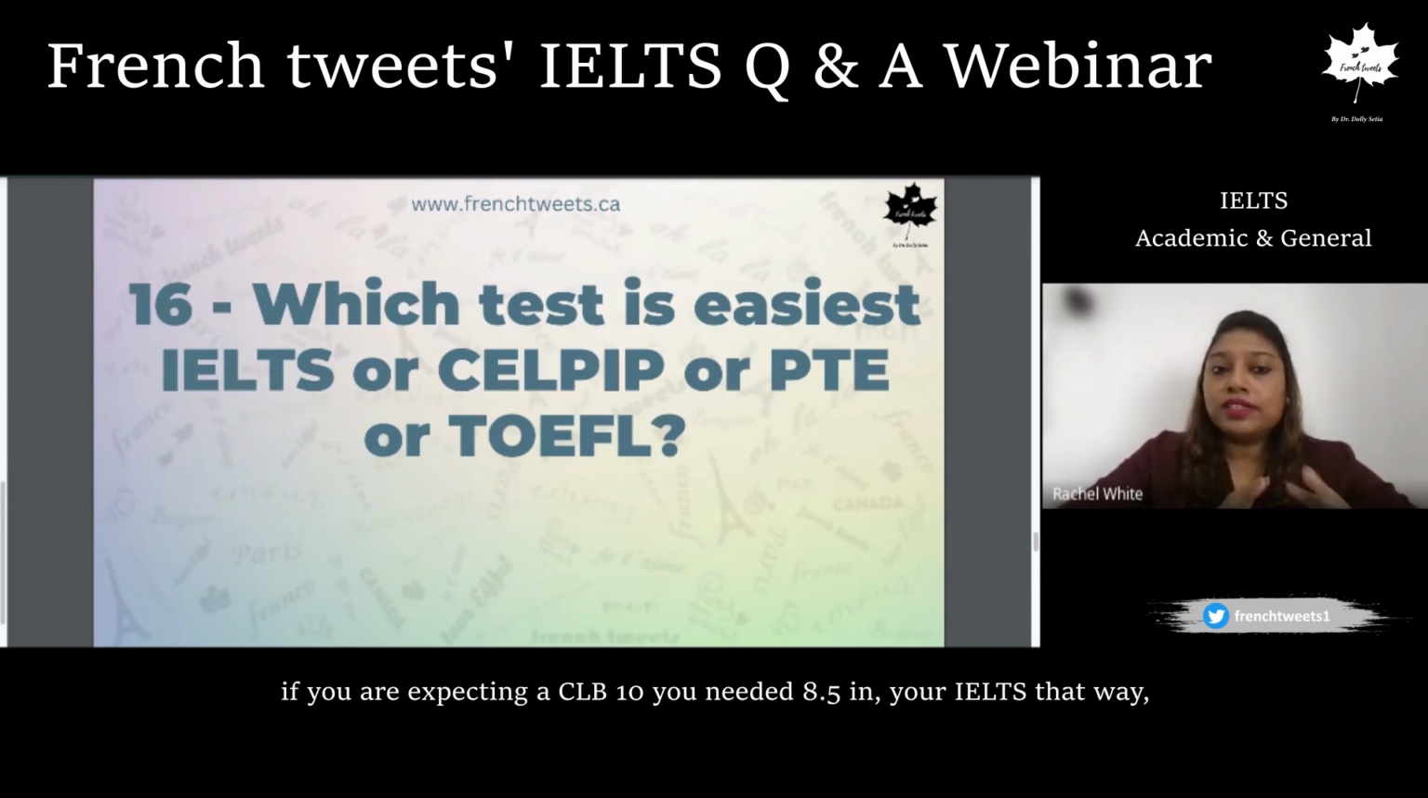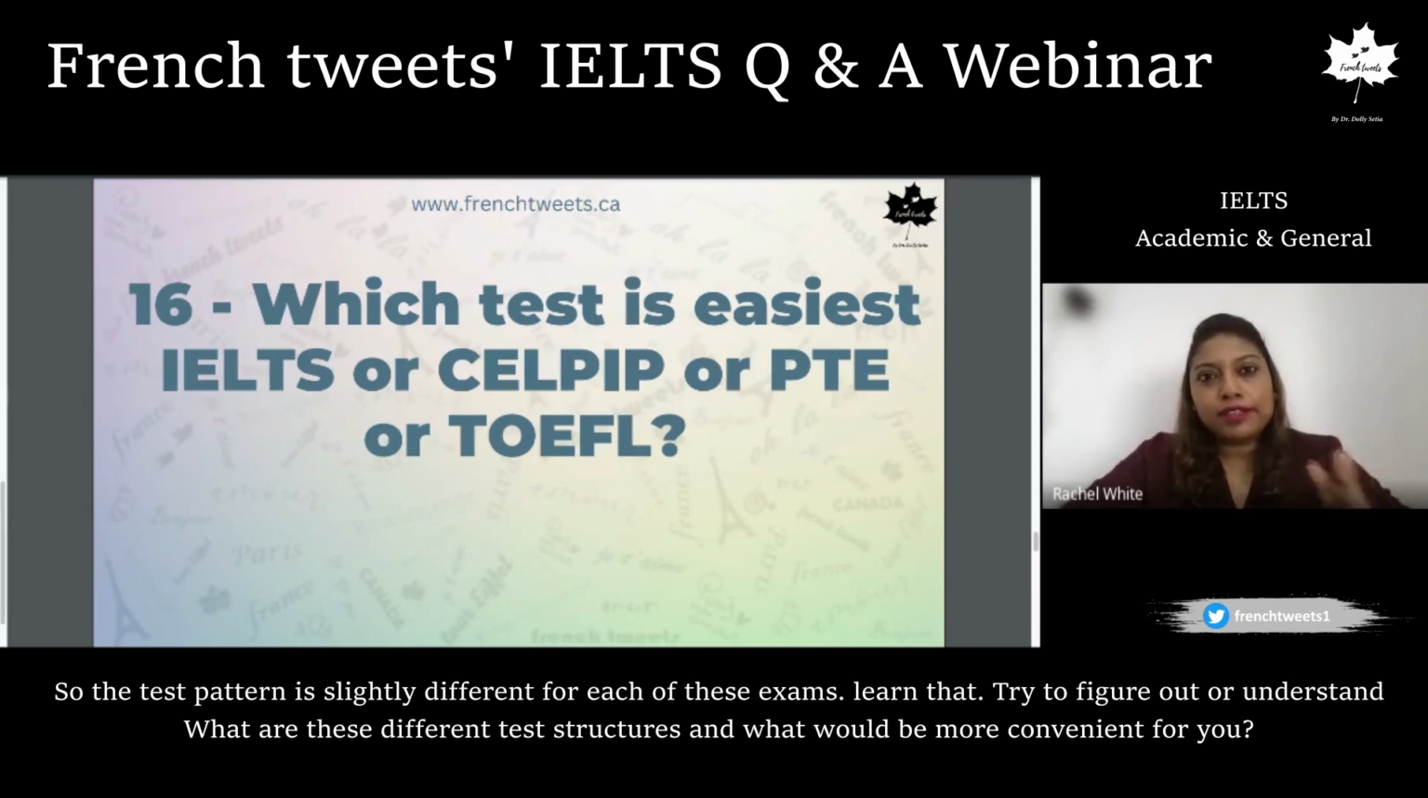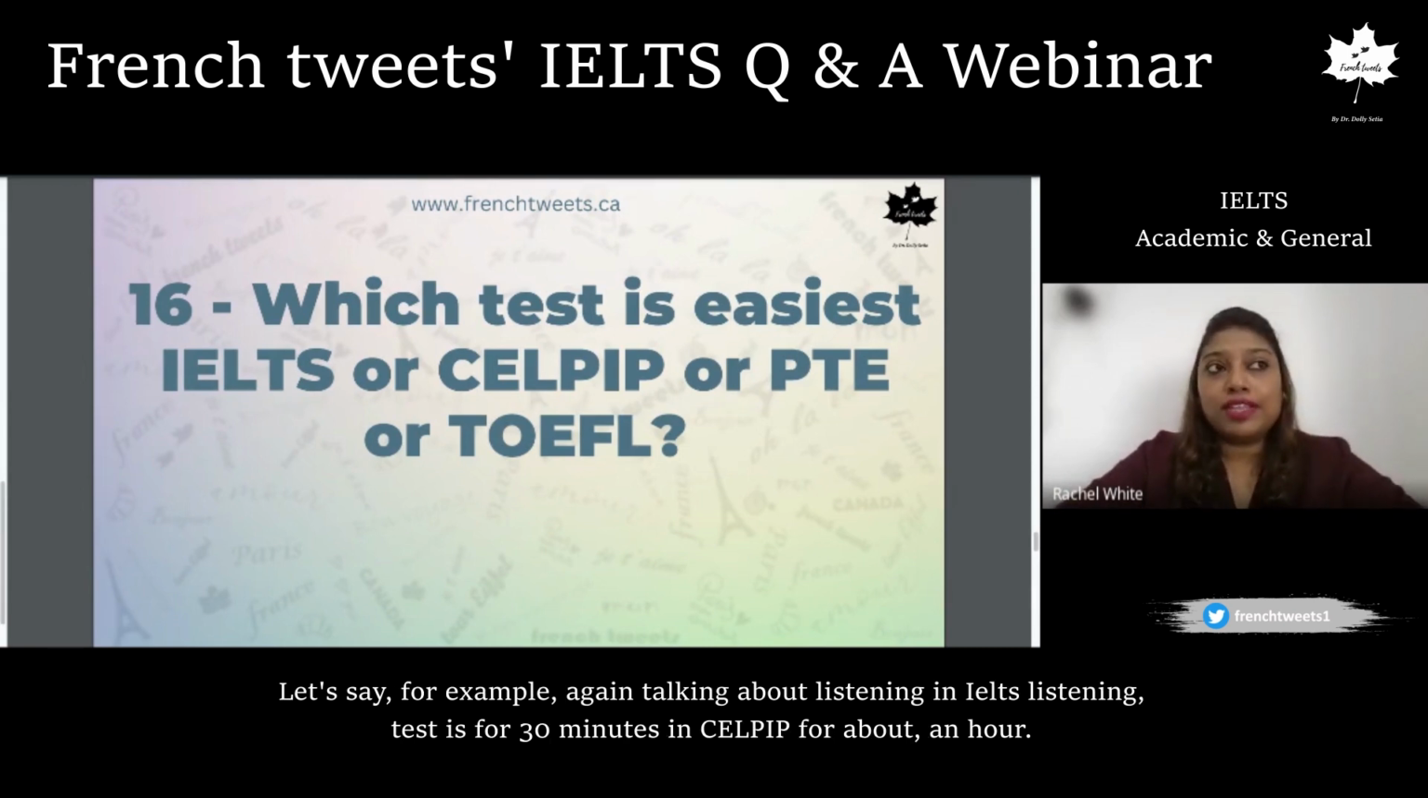Now, if you are expecting a CLB 10, you need an 8.5 in your IELTS. But if you really want to consider which test should I attend, what is good for me, that would depend on your skills. Everybody's different, right? So the test pattern is slightly different for each of these exams. So try and understand these different test structures and what would be more convenient for you. Like, for example, talking about listening: in IELTS, the listening test is for 30 minutes. In CELPIP, it's for about an hour.